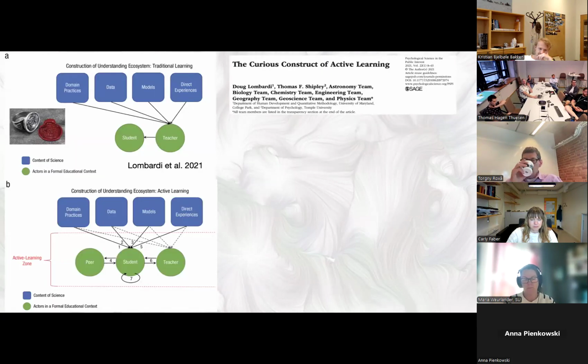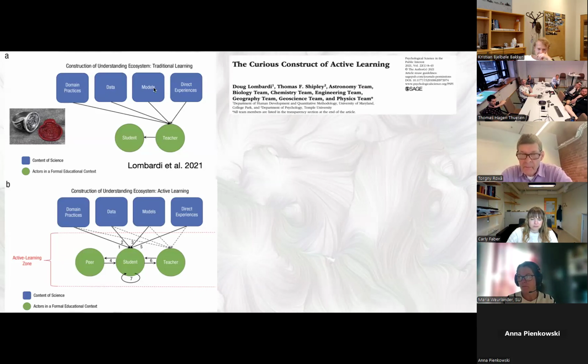Now I want to jump to this idea of active learning that we've been talking about for years in iEarth and other settings. And I just want to highlight this model by Doug Lombardi that contrasts, let's say, traditional teaching, where the teacher basically makes sense of the different elements of a knowledge domain and then tries to beam that into the student. And this would be the sort of signet ring in wax world pressing itself into the passive mind. Okay. And then active learning being this social constructivist ecosystem.